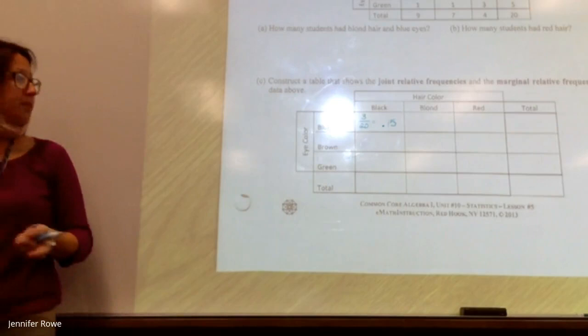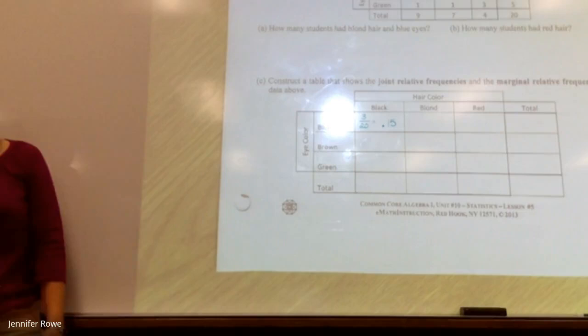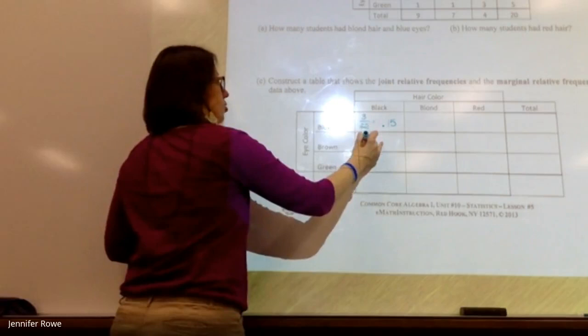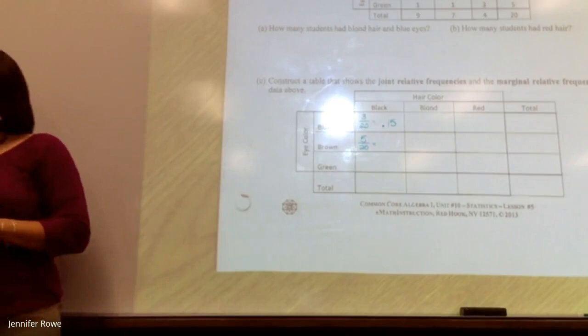Okay. What about black hair and brown eyes? That's 5. So 5 out of 20. 5 out of 20 is 1/4. So 0.25.